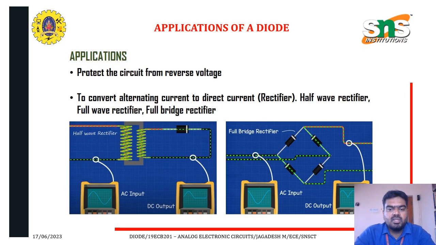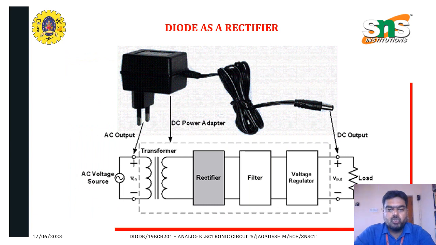These are some applications. Applications of the diode are to protect the circuit from reverse voltage and to convert alternating current to direct current. Half wave rectifiers and full bridge rectifiers use it. Also in our chargers, the best example is our mobile phone charger, which has an adapter. The adapter input is AC, and it converts this AC into DC, which is used to power up our mobile devices.